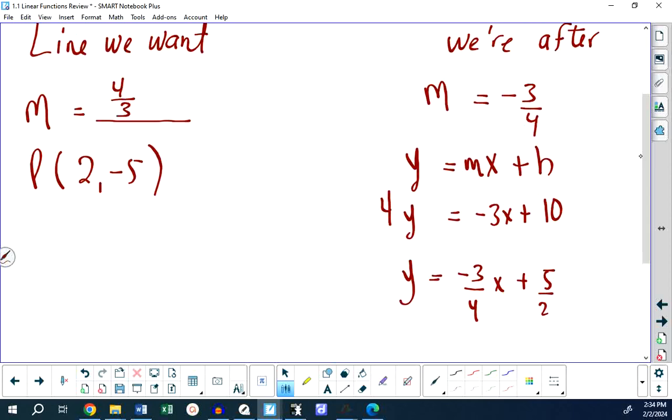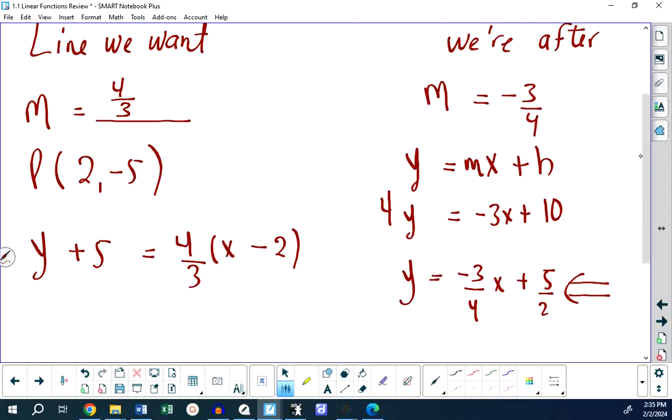We can use the y minus y1 equals slope times x minus x1. So we'll have y minus -5 equals the slope, which is 4/3, times x minus 2. And again, this equation down here, I know this is not what we're after, but this is called the slope y-intercept form of a linear equation. It's riddled with fractions, and we don't like fractions.